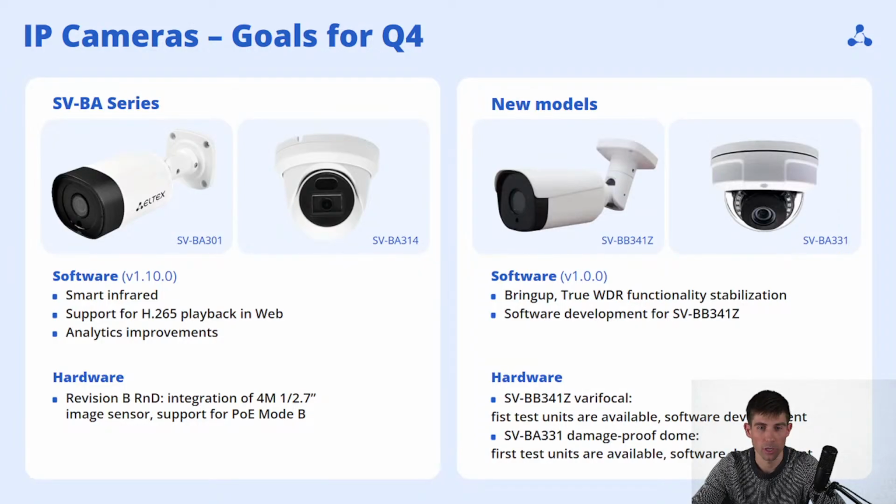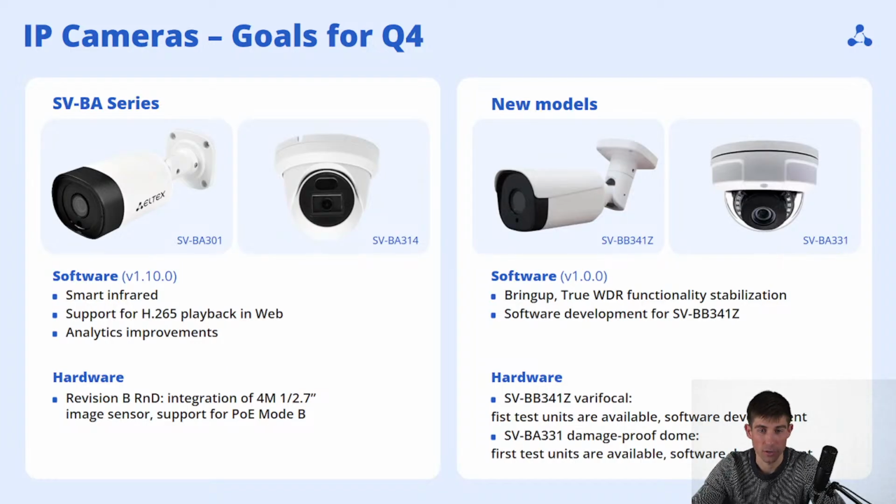We keep on working on the hardware, on the revision B of our existing 01 and 14 cameras, the bullet and the dome ones. The new revision is going to bring 2.1 to 2.7 inch image sensors, so a physically bigger image sensor, thus improving video quality, as well as POE Mode B support.